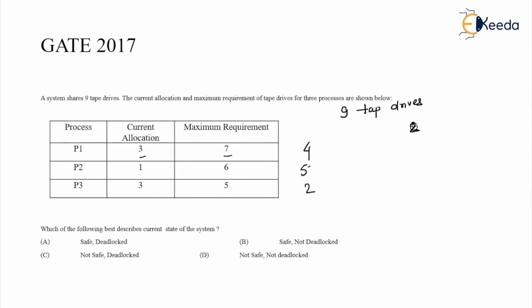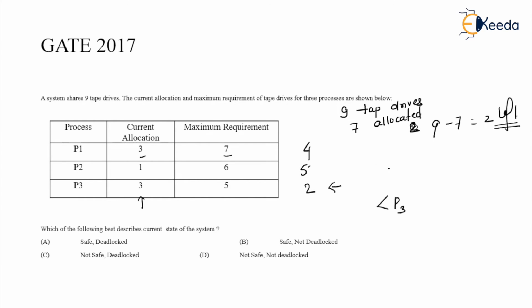Because 9 total tape drives, and currently 7 are allocated, so 9 minus 7, only 2 tape drives are left. Correct? Now, can I satisfy any request? I can satisfy this request. P3 will be one sequence that I can complete, and it will release what?